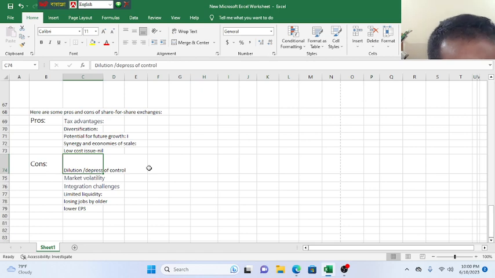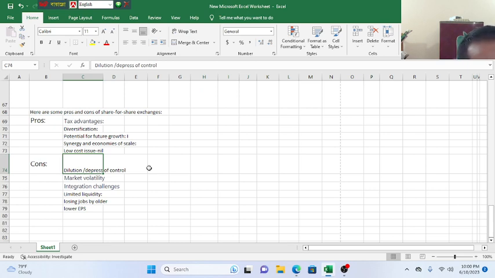Integration is about culture. Culture may be different. One company's culture may not adapt to another company's culture. People may not mix with the new company's management. So this is the important integration issue.